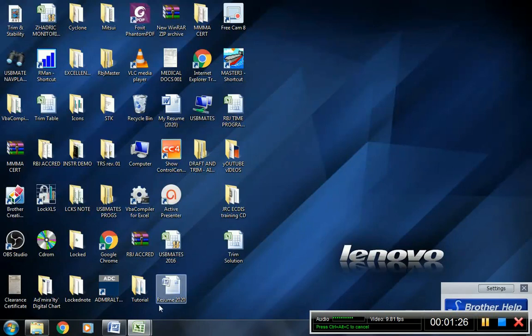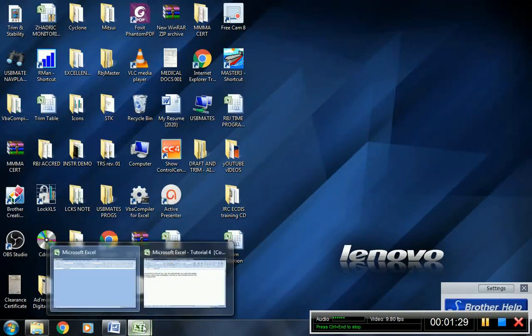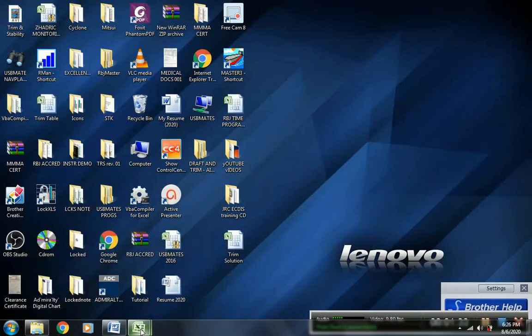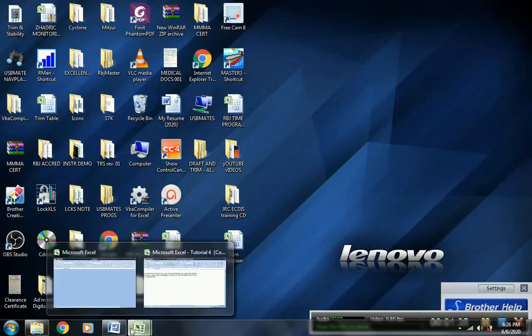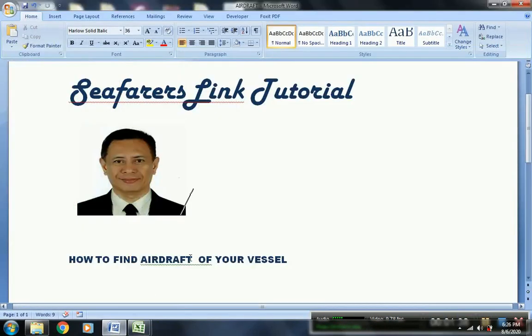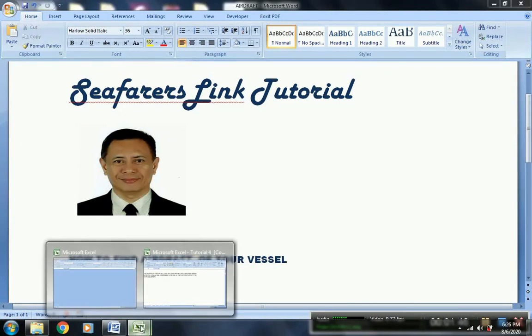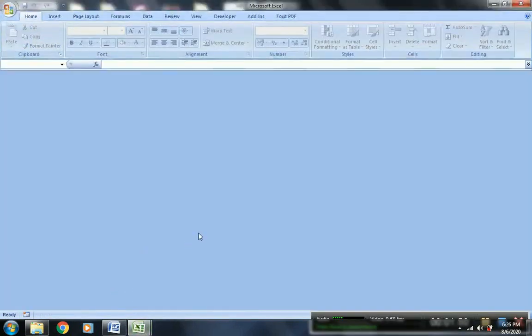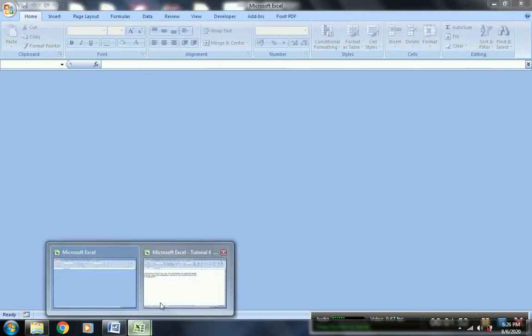Okay, let us check with my Excel sheet. It's a first-time tutorial on how to find the airdraft of your vessel. So let's go for the Excel computation.